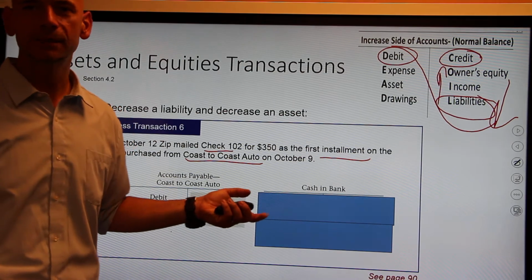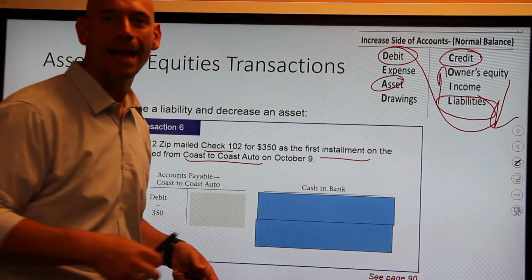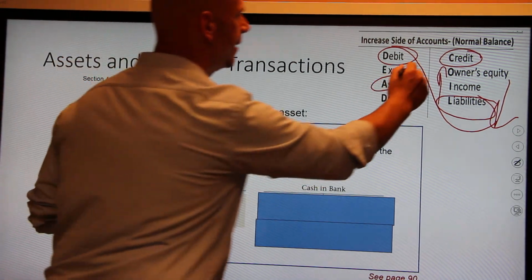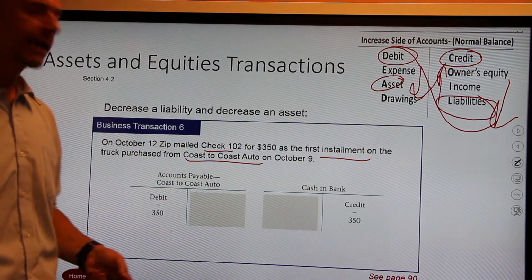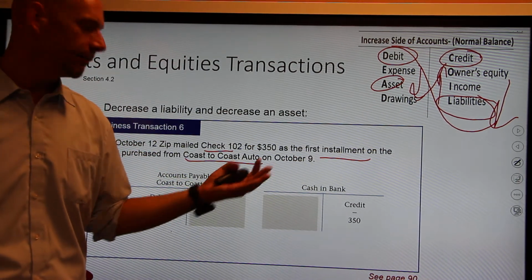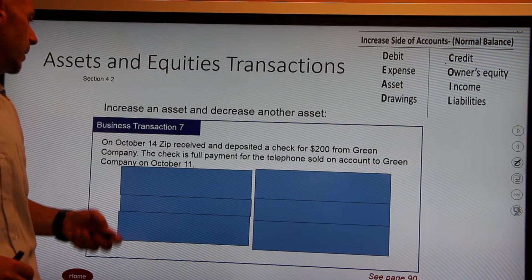And cash in bank is pretty simple. It's cash, it's an asset, and yes, assets go up on the debit side, but again, in this case, the asset's going down, so we would have to do the opposite, and we would end up crediting cash in bank. Are we in balance? We have equal debits, we have equal credits, we're okay, we can move on to the last transaction. Alright, so here we go.